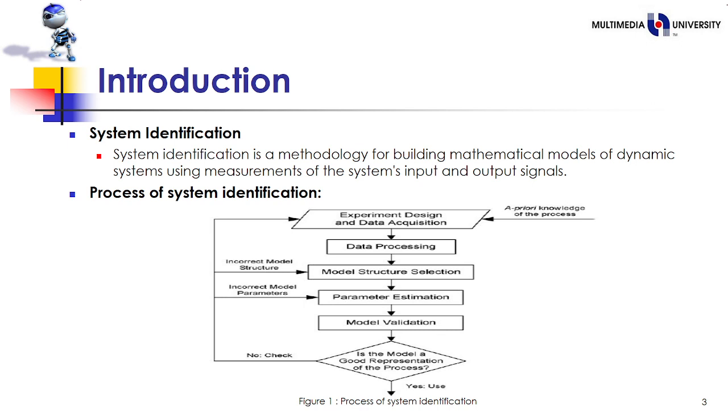Introduction. System identification is a methodology for building mathematical models of dynamic systems using measurements of the system's input and output signals. The process of system identification is shown in figure 1: experiment design and data acquisition, then data processing, then model structure and selection, parameter estimation, then model prediction. If the model is a good representation of the process, then it is used; if not, then you go back to level 1.